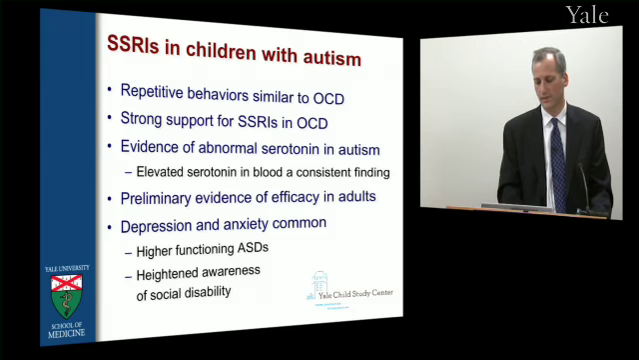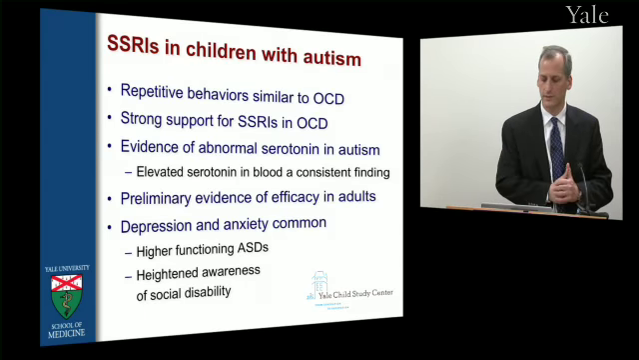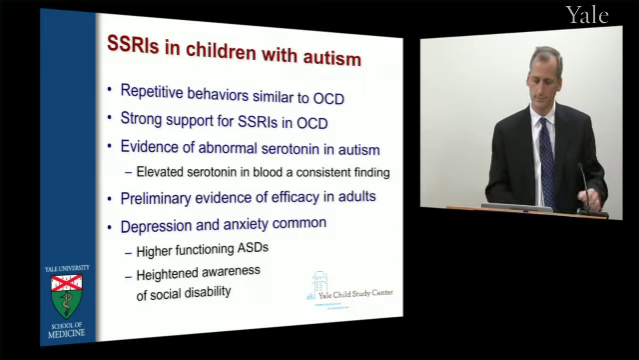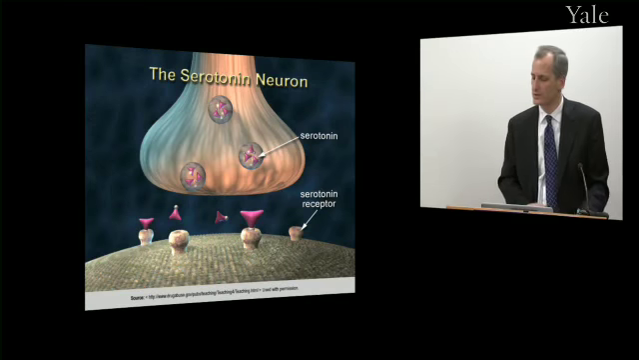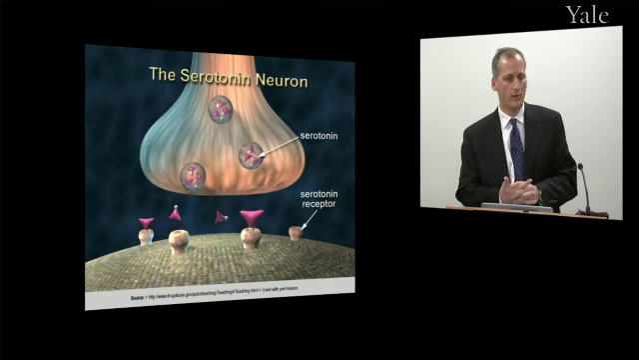And we have some preliminary evidence that these medications are helpful in adults with autism. We also know, as I had mentioned, that depression and anxiety, conditions that are targeted by these medications, happen more commonly in kids with autism, particularly higher functioning autism. So based on all of this, it seemed like a slam dunk that these medications would be very helpful in autism.